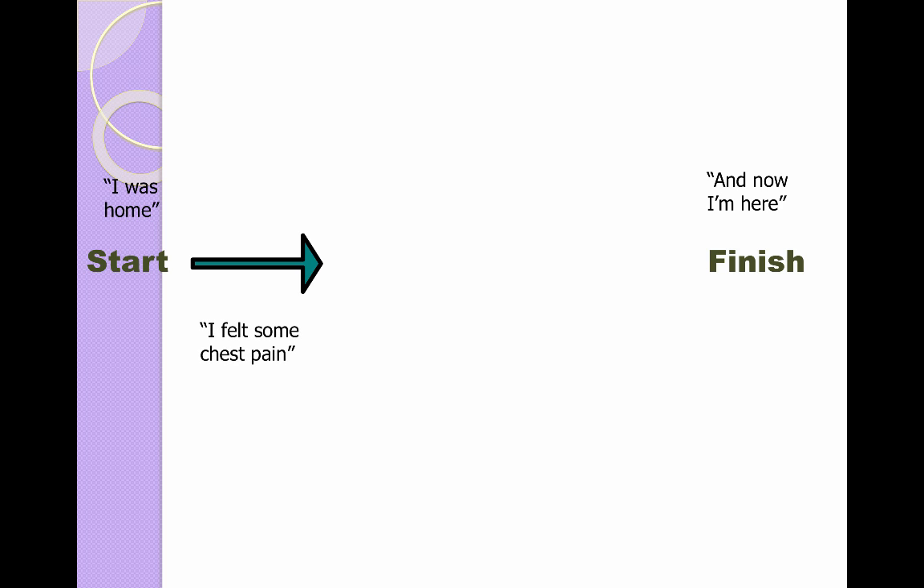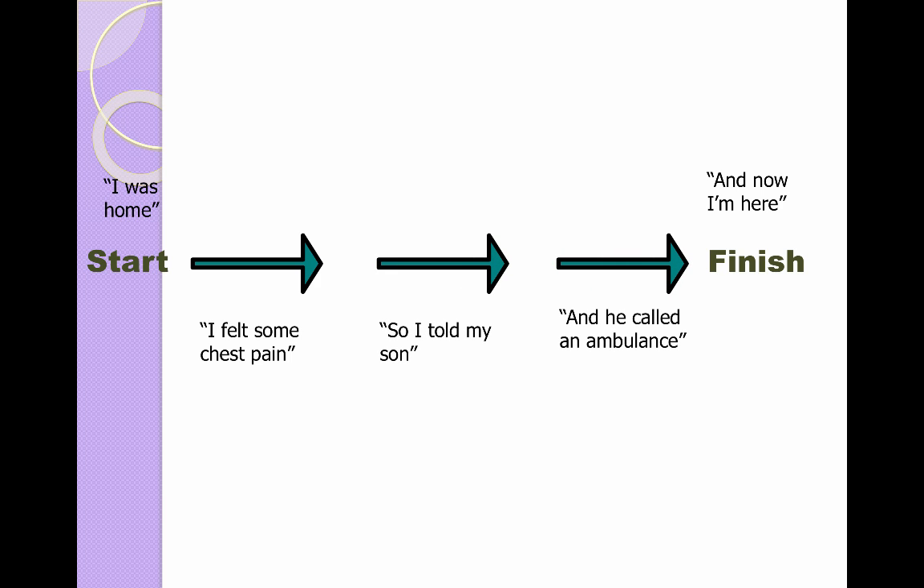So, first example here. This describes the person's train of thought. And this is a linear thought process. And you'll see that term in the mental status exam, or you will write that term in the mental status exam. Thought process was linear. The person starts on some line of thinking and follows it through in a linear, logical way to the finish or the conclusion. I was home. I felt some chest pain. So I told my son, and he called an ambulance, and now I'm here.